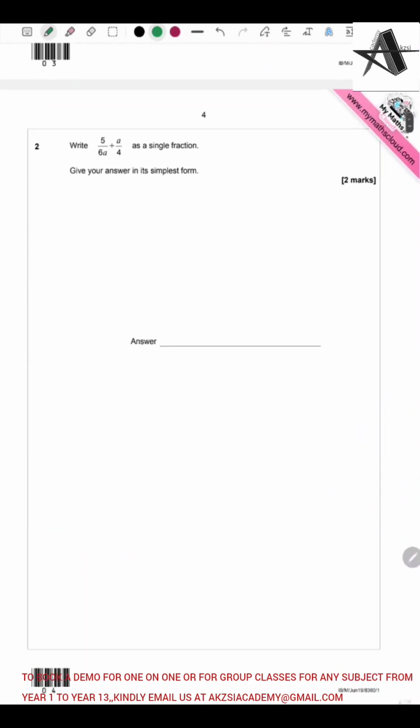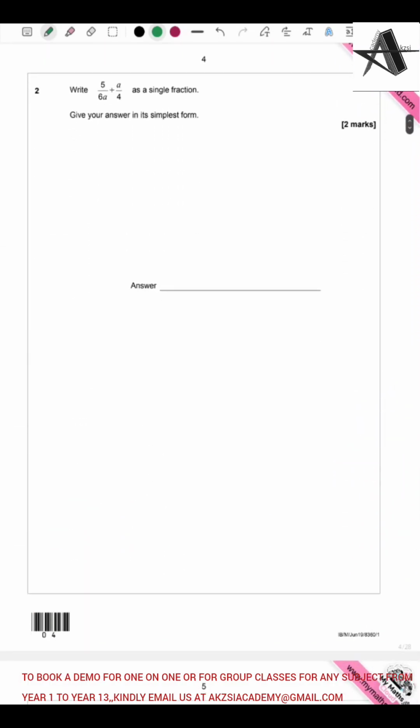Moving on to the next question. Write 5 over 6a plus a over 4 as a single fraction and simplify it. In order to simplify, we always take the LCM. On taking the LCM, the denominators are 6a and 4. Here you can find the LCM, but if you haven't done these things before, because we don't have much time, a short trick is simple: just multiply these two. That's all you have to do.